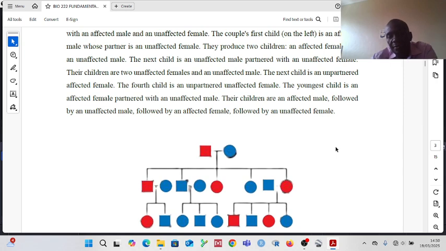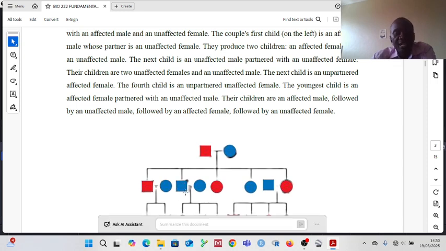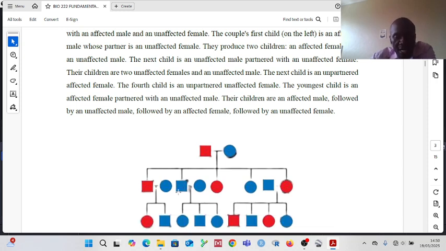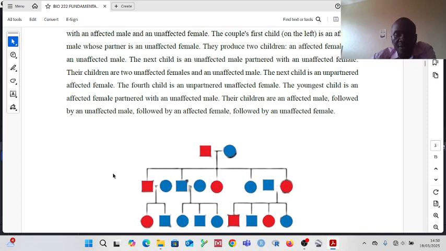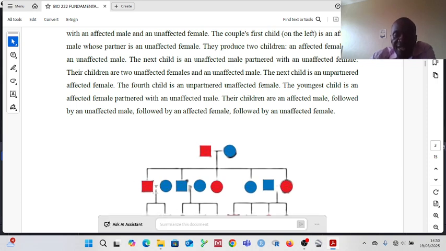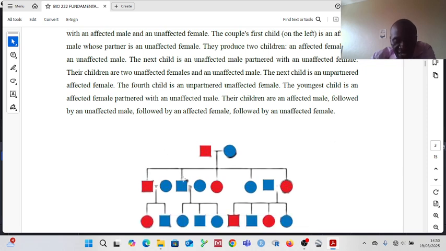inaonyesha tu kwamba kuna the first child who is an affected male. Then the second child who is a male who is not affected. Why? It is a square and a blue color. The first one is a male who is affected. Why? It is a square with red color. So this is the first child, the second child, the third child.